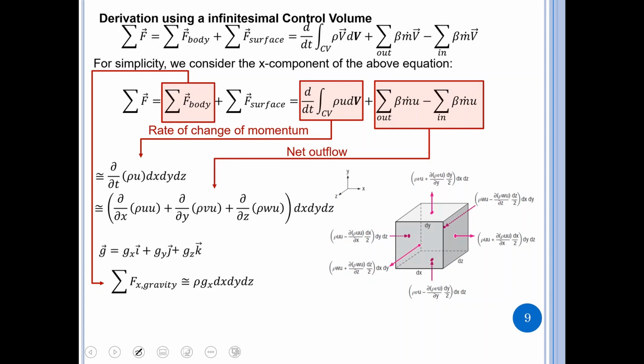Another way to derive Cauchy's equation is using an infinitesimal control volume. This derivation we have gone through in the class already, so I'm not going to cover it in this video. The only thing that I want to remind you here is about the correction factor.